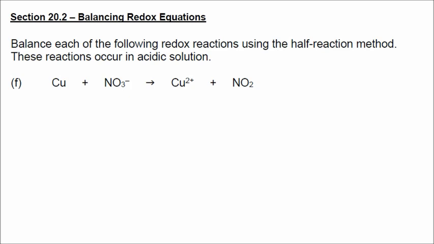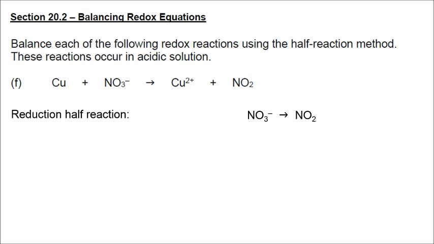All right, now we have a few examples of redox equations, and we're going to balance them using the half reaction method. Okay, let's start with the reduction half reaction. So nitrate is going to nitrogen dioxide. That's a change from +5 to +4.